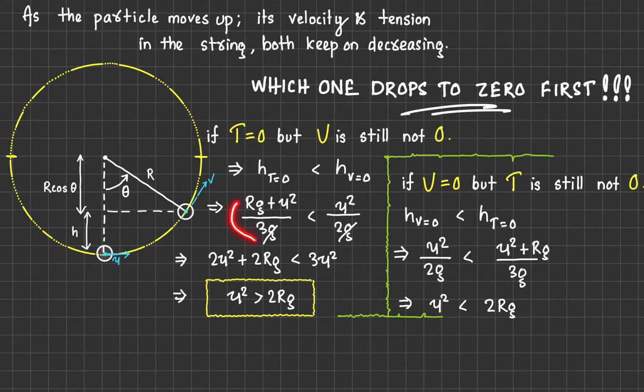If we put the corresponding expressions, we get rg plus u square by 3g should be less than u square by 2g, and our g got cancelled. So from here we get the expression u square should be greater than 2rg. And if we use again our work energy theorem, we can see that with velocity u equals root over of 2rg, if we apply this much velocity, the particle can cover a distance up to the horizontal extreme.